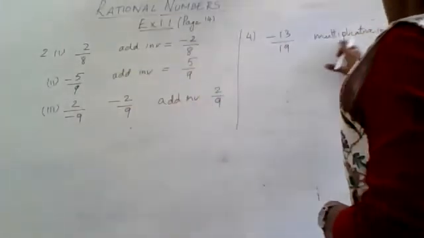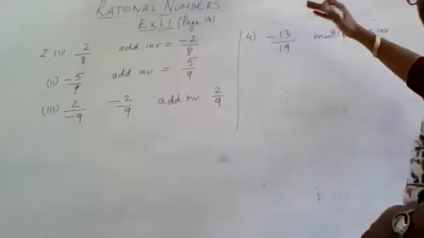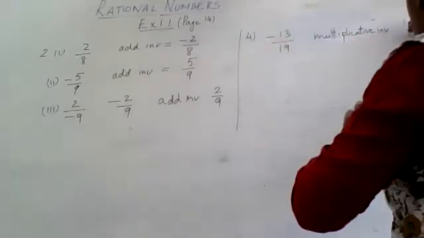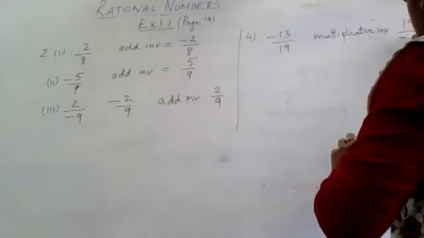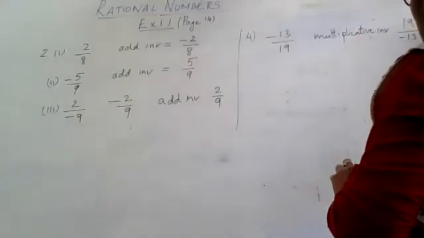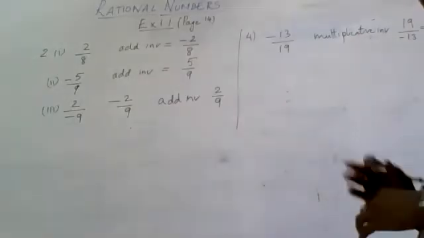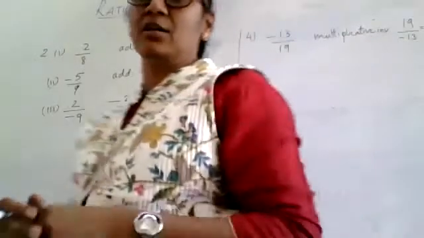Now here I am asked the multiplicative inverse, that means the reciprocal. So what will be the reciprocal of negative 13 by 19? It will be 19 by negative 13, or this is equal to negative 19 by 13. In the standard form, you write it like that. Always the negative is shown in the numerator.